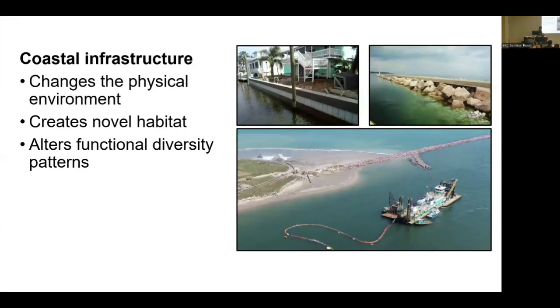When I think about breeding waterbird habitat on the coast, I think about coastal infrastructure. We all rely on coastal infrastructure as residents here on the coast. We need things like seawalls, bulkheads, breakwaters, and navigation channels to go about our daily lives. But as coastal ecologists, I think it's important to also think about how these structures change the physical environment by altering native habitats and also creating novel habitats. And they alter functional diversity patterns as a result.